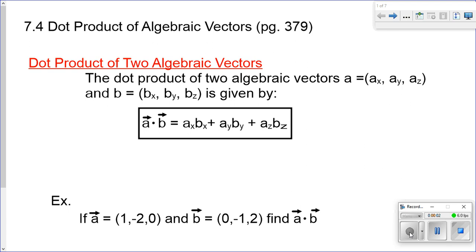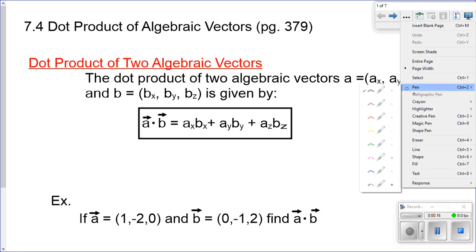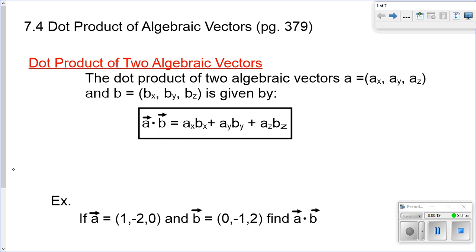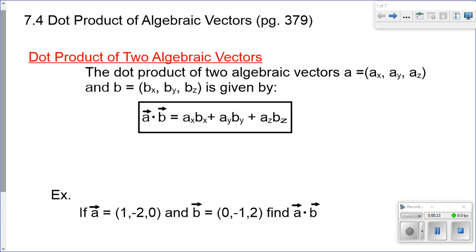Right, section 7.4, dot product of algebraic vectors, brings us to more dot product calculations, this time using the dot product formula when we're given algebraic vectors, so vectors by components. The formula is a very simple calculation. We take the x components of both vectors and multiply those together, take the y components and the z components of both vectors, multiply each of those pairs together, and then add the string of constant numbers.